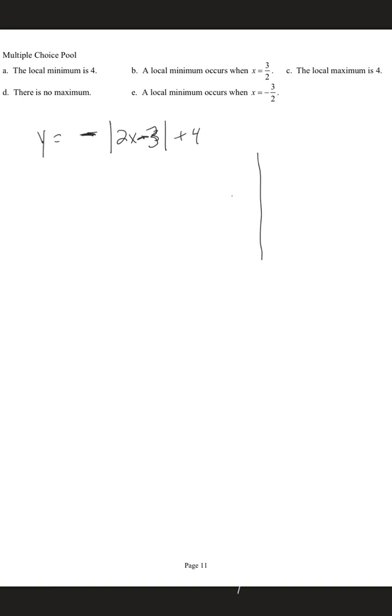But it still helps us because if I do what it says, which is I'll ignore the 2 for now. -3 would mean I'd move it to the right 3, and then I would move it up 4, and it has to open down. So even without the 2, which would shift it slightly, that's it. We have a local maximum at 4. And I believe that's it. I'll post that one.